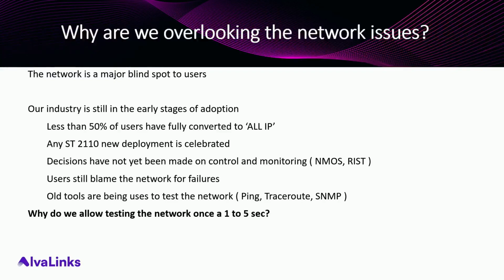And why is that? Decisions have not been made on control and monitoring, whether that is with NMOS or RIST. Users still blame the network for any failure. All tools are used for testing the network. I'm talking about people using ping, traceroute, or just standard SNMP monitoring to look at the network. But those tools look at the network maybe once a minute, once every 30 seconds. And you know what? Even if you do that once every second.